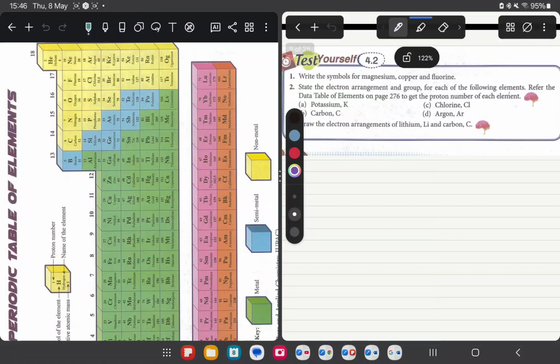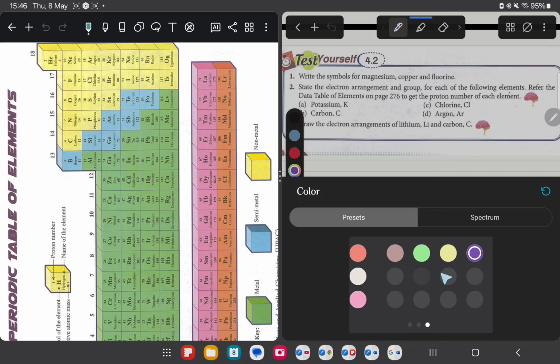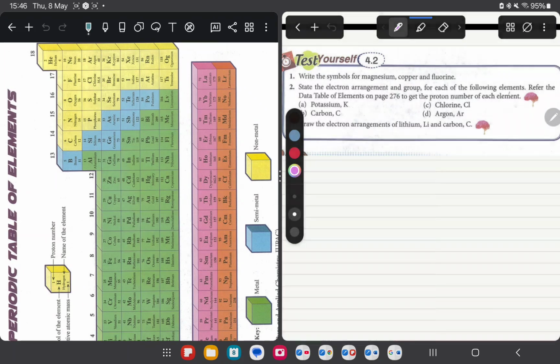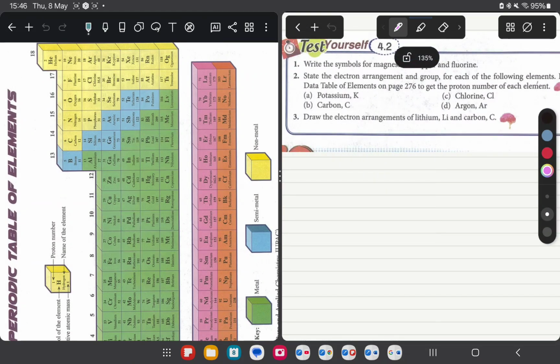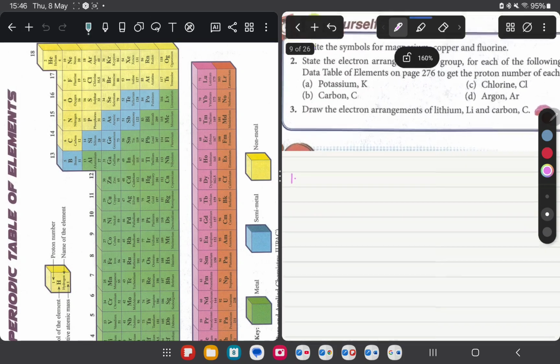Whenever I answer questions from this chapter, I will make sure my periodic table is beside me. So I already opened my periodic table on the other side. Now let's get started. Okay, so I use this color. Number one. Okay, so number one, write the symbols for magnesium, copper, and fluorine.